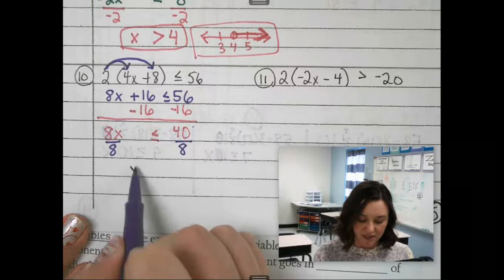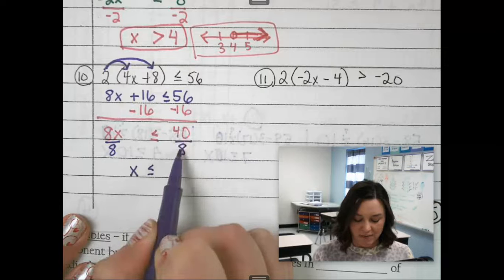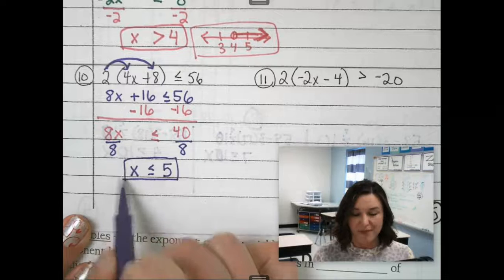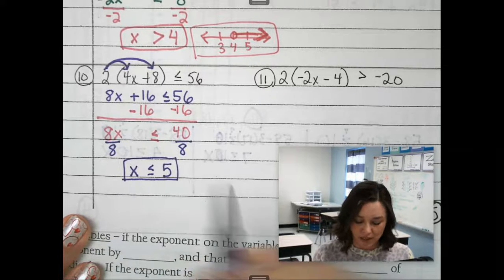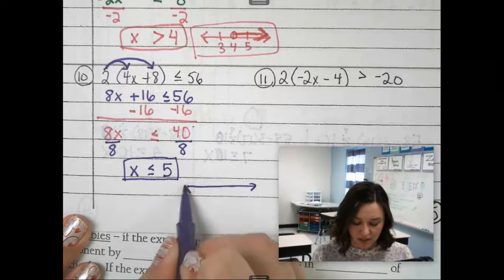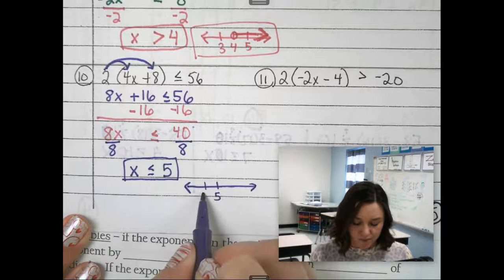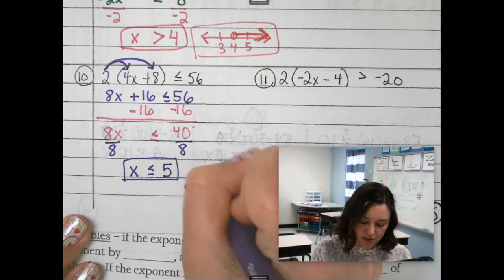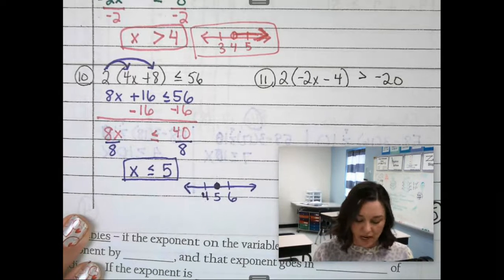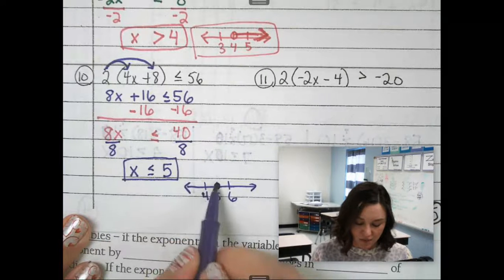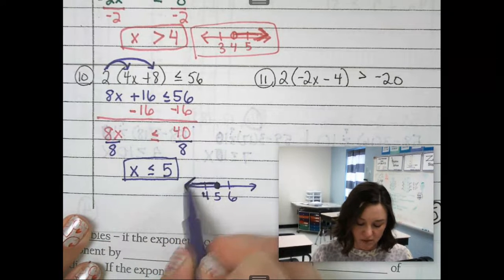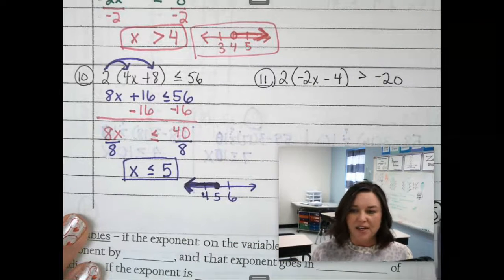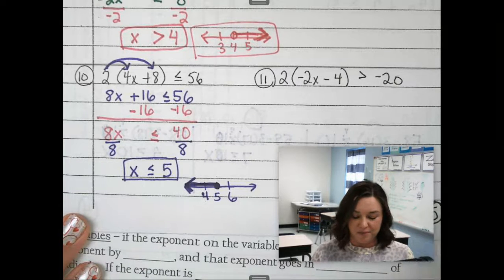So on the left-hand side, I've got just x, and 40 divided by 8 is 5. So our answer is x is less than or equal to 5, meaning any number less than or equal to 5 will work. So when I go to graph this, I put 5, 4, and 6. It's a closed circle because there's a line under it, which means it can be equal to. And then I shade it's less than that, so I'm going to shade to the left. So all of these numbers over here. Pause if you need to keep copying.